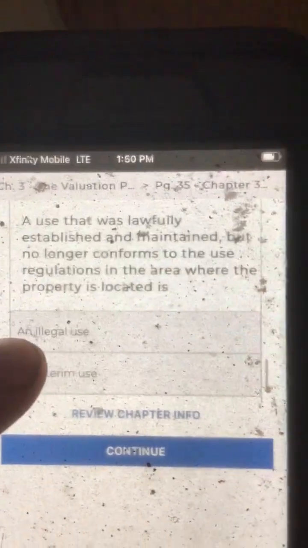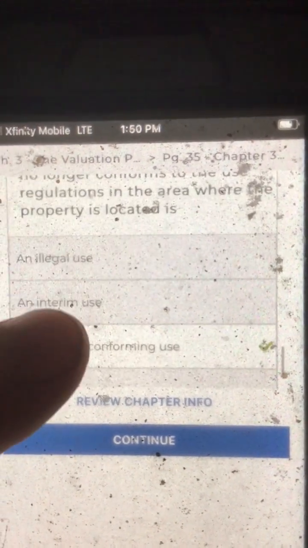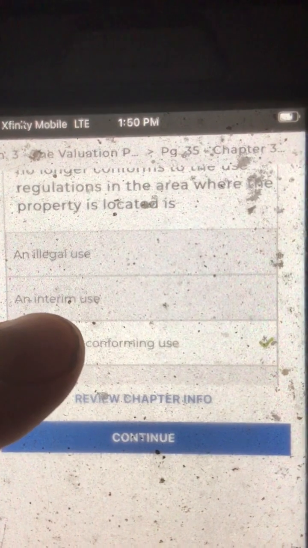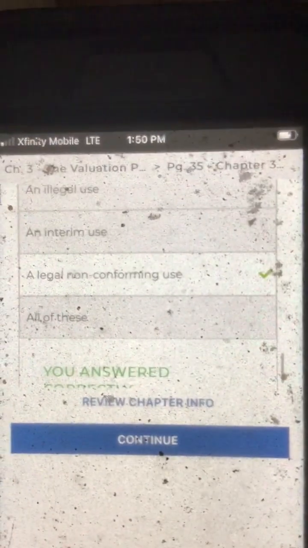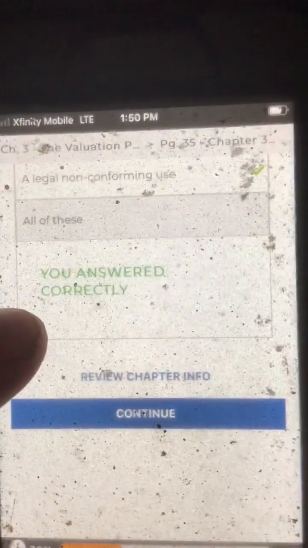Number 15, a use that was lawfully established and maintained but no longer conforms to the use regulations in the area where the property is located is, you said, a legal non-conforming use, and that was correct. End of page.